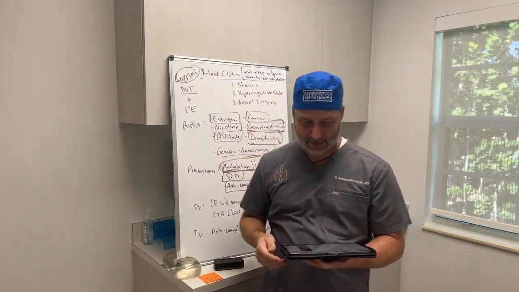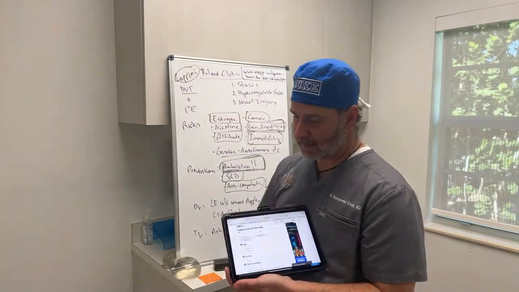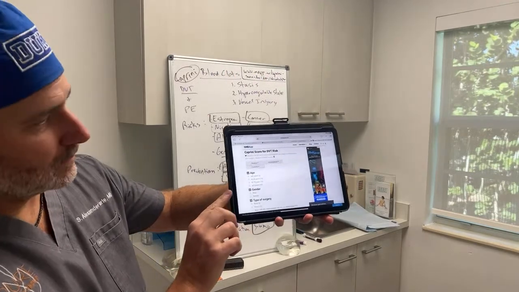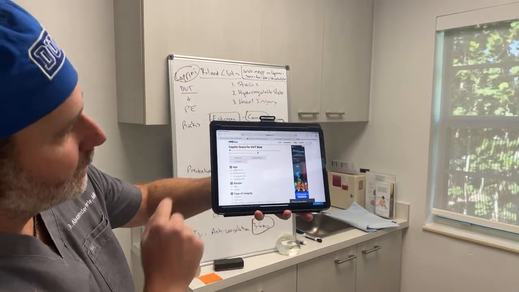We can focus up there. They can look it up. All right, but here's the app. Can you all see that? Can we see that over there? Yes, we can. Okay, Caprini score for DVT risk.